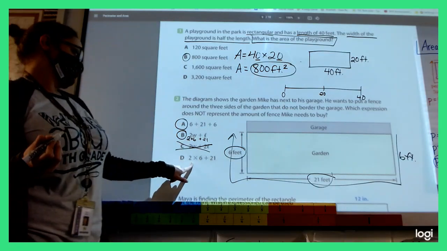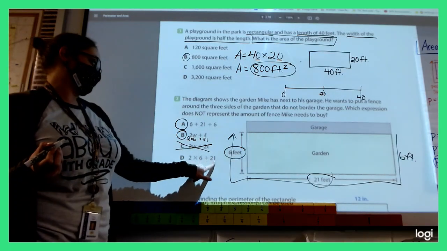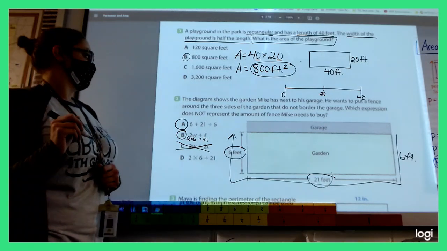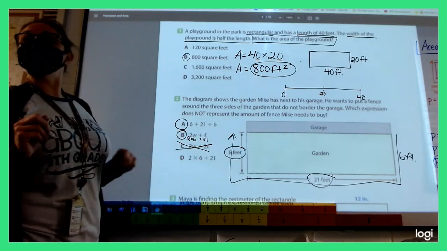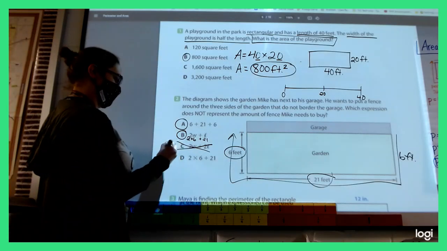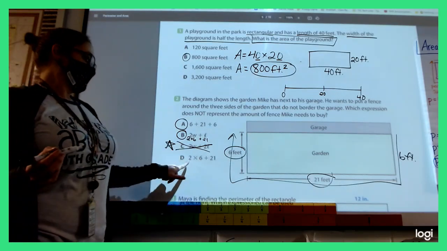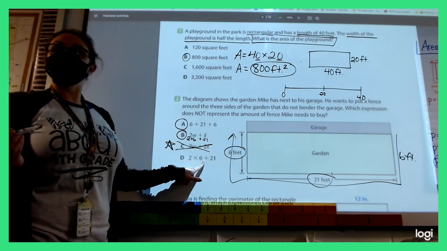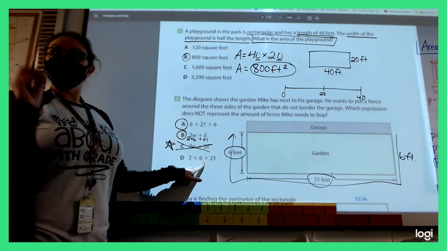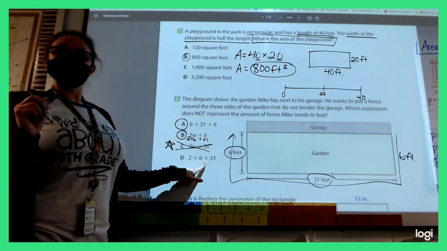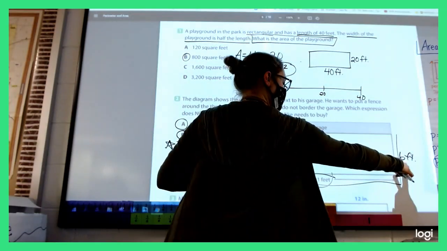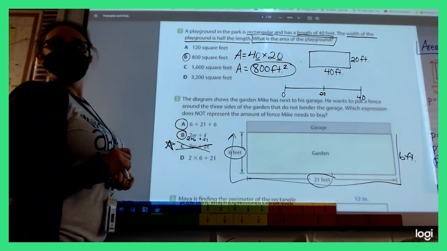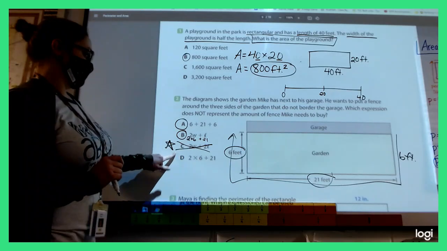All right, what about this? 2 times 6 plus 21. Josiah? It just does not. Oh, so we're going to find the one that we crossed out. So right now, C is our winner. Let's make sure this one works. 2 times 6 plus 21. What do you think? Abby? So we have 2 widths, 1 length. Is that what we needed? Yep. So, yeah, Josiah, you're right.